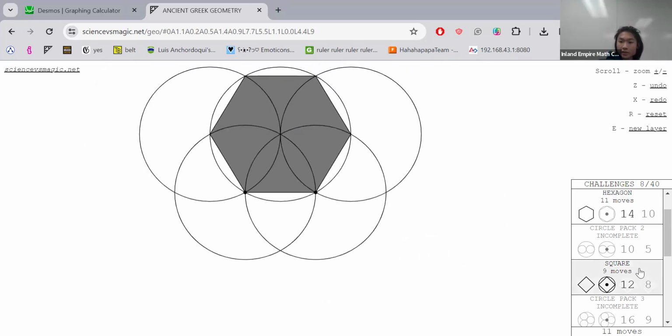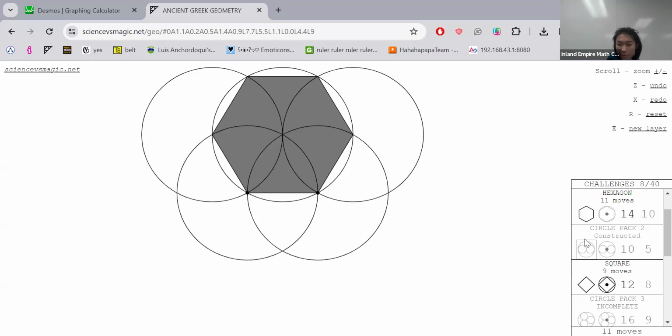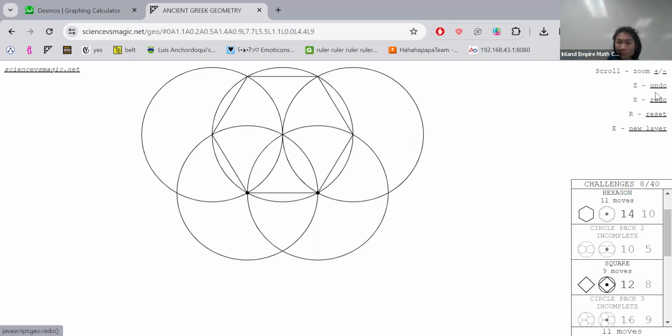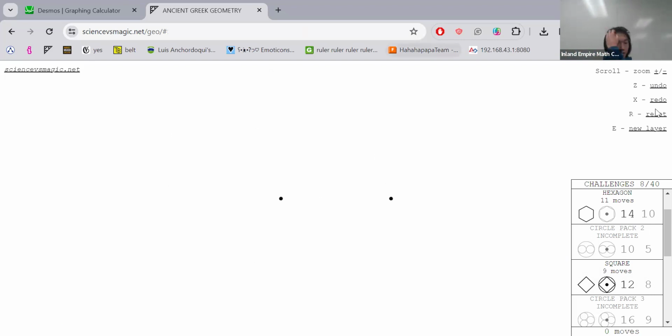All right. Let's try another challenge. This is going to be the circle pack 2. So for this one, what you want to do is to have 2 circles within a larger circle. You can see here where my mouse is. You have those 2 circles touching each other in a larger circle. So let's take probably another 3 to 4 minutes and try out that puzzle.